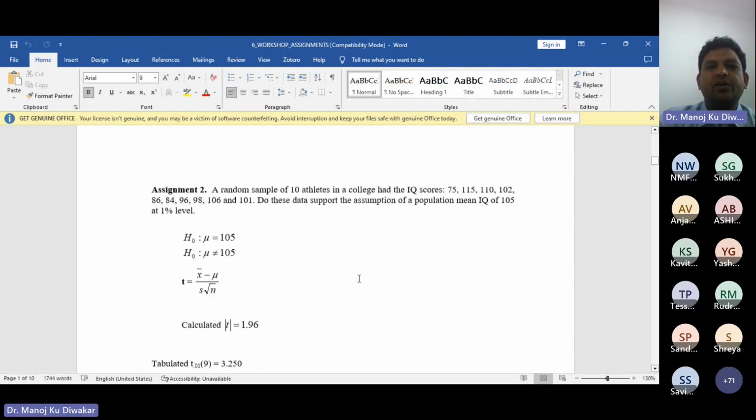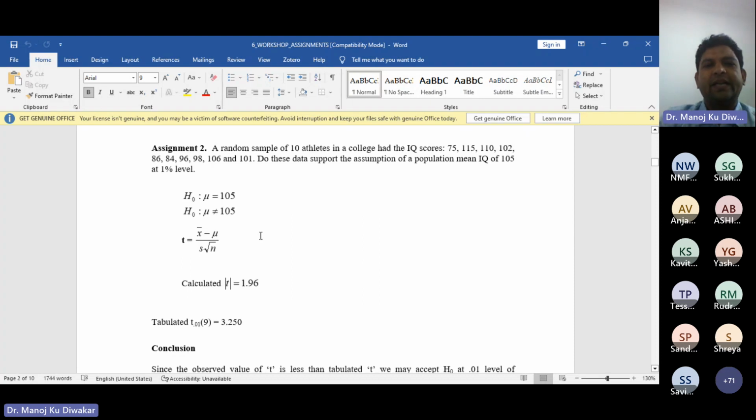So in this question, you can directly go and read it. A random sample of 10 athletes in a college had IQ scores of 75, 115, 110, 102 and so on. So 10 observations are there. Do these data support the assumption of the population mean IQ of 105 at the 1% level? So you can make the decision.